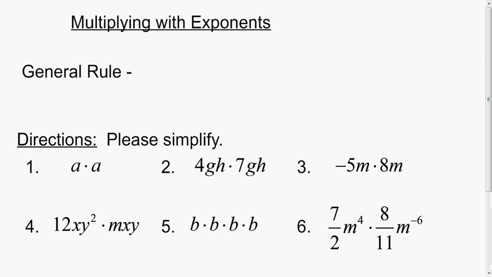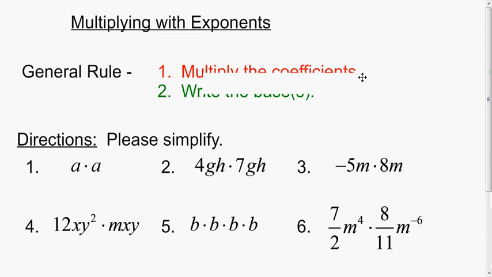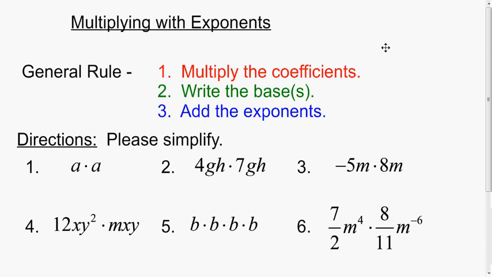Okay, so the general rule when we're doing this is that we want to multiply the coefficients, which are usually the numbers just to the left of the variables, and write the bases, which tend to be the variables. We notice here where it says base or bases, you could have more than one. And then you want to add the exponents. A little asterisk with that is you want to add the exponents for like bases. So we'll just do a couple of quick examples here.